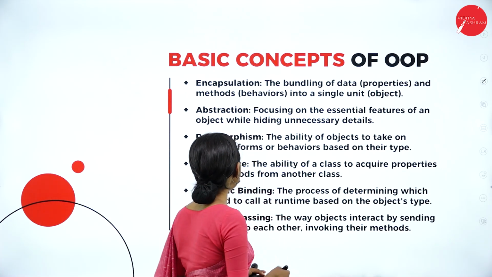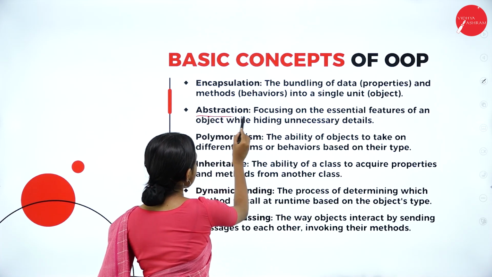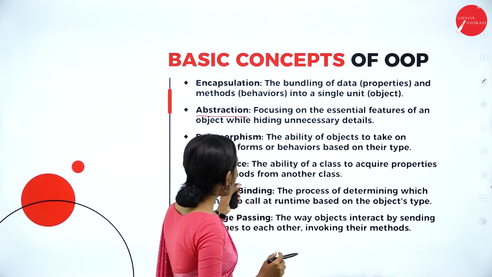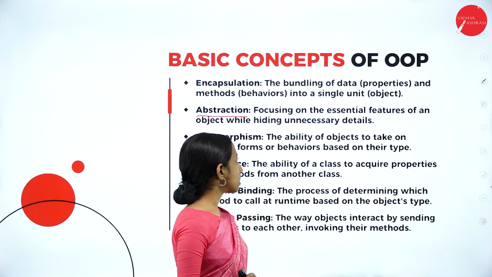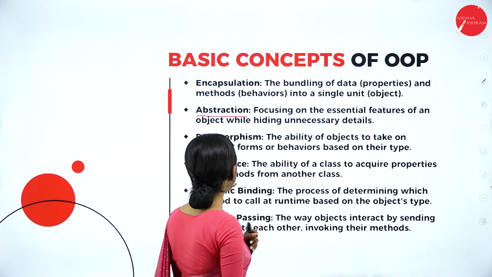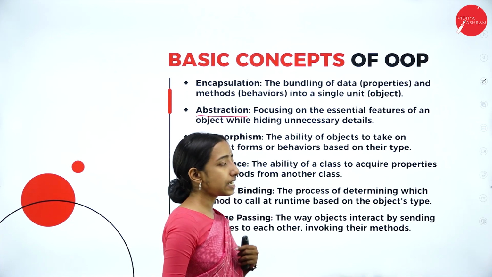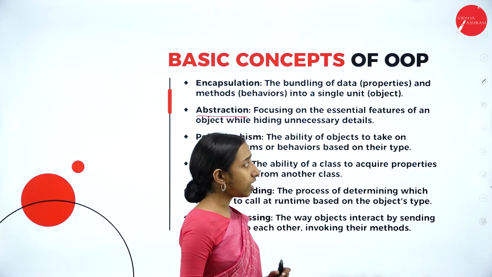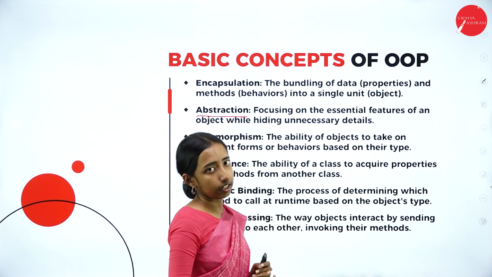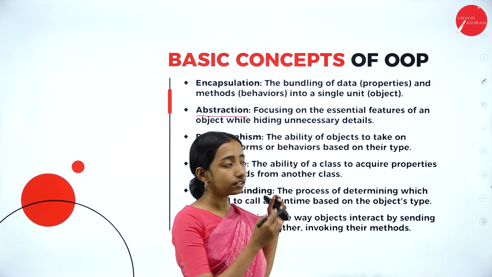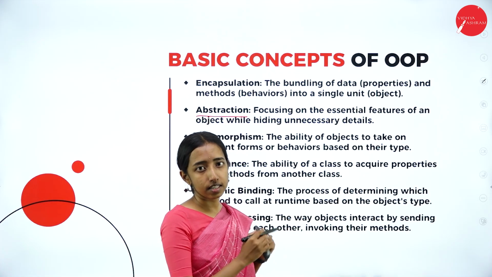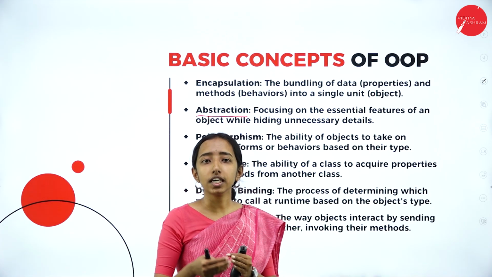After that, we have abstraction. Abstraction means mainly focusing on the essential features of an object while hiding unnecessary details. Here we are looking at the screen. So, what are we looking at? The PPT. But we don't know how it is working behind.